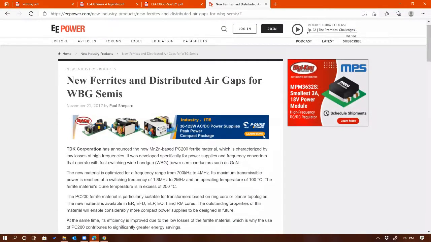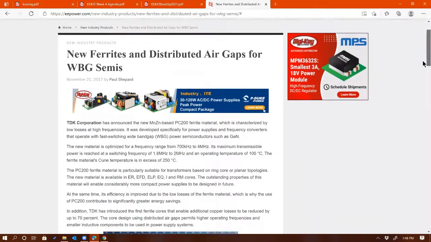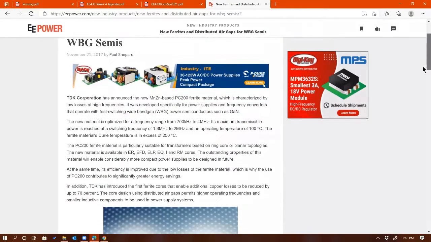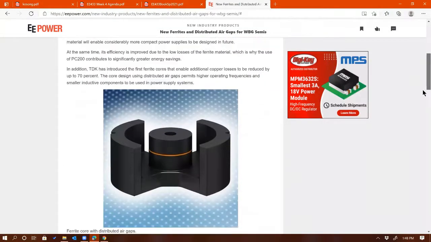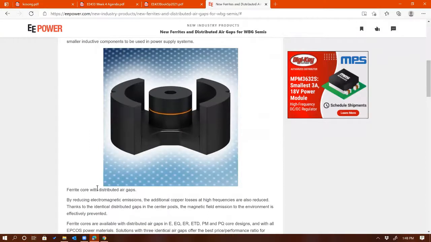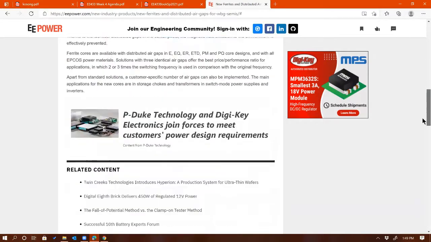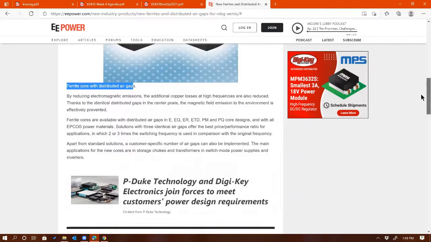Yeah, so you see new ferrites and distributed air gaps, right? So that's something that you might want to consider as well in the future. Ferrite core with distributed air gaps, yeah. So here's a picture of a ferrite core, but inside the core, they already introduced the distributed air gap. It will be ideal for a toroid, right?